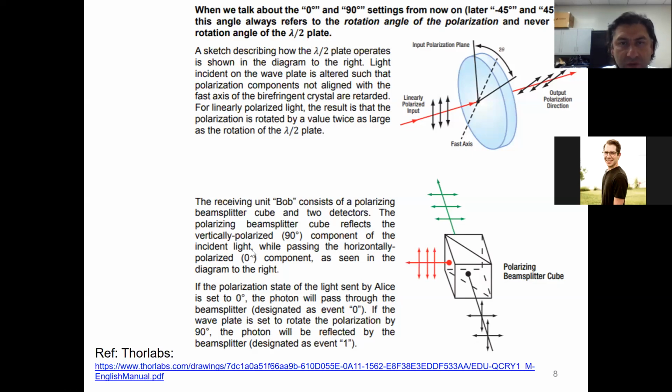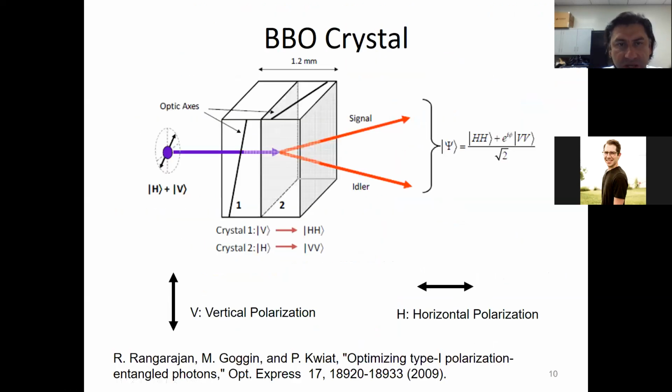Going back to review some of the lectures that we already have, we talked about the BBO crystal. We have a beam going through the crystal, and it gives us two kinds of photons, called signal and idler. These two photons that are generated from the BBO crystal are entangled. They are called entangled photons, so they're correlated in terms of their polarization.